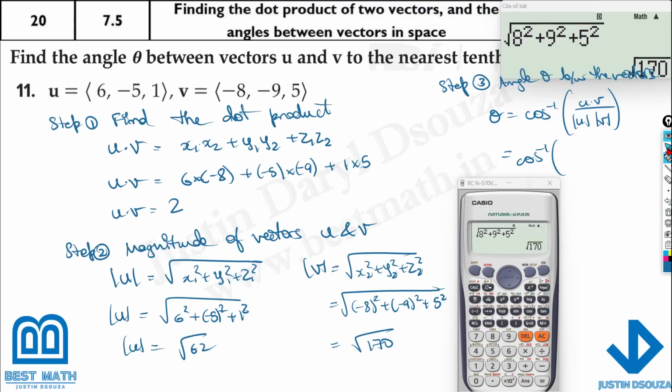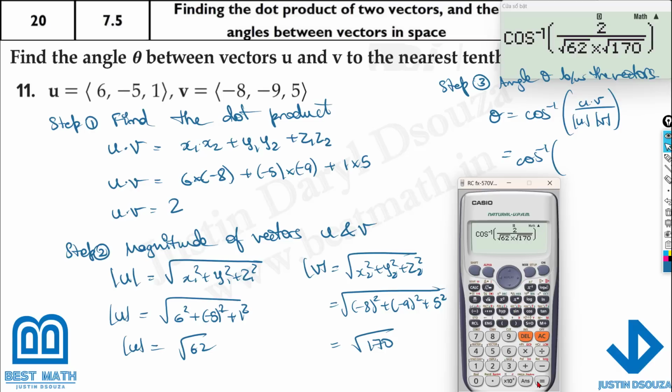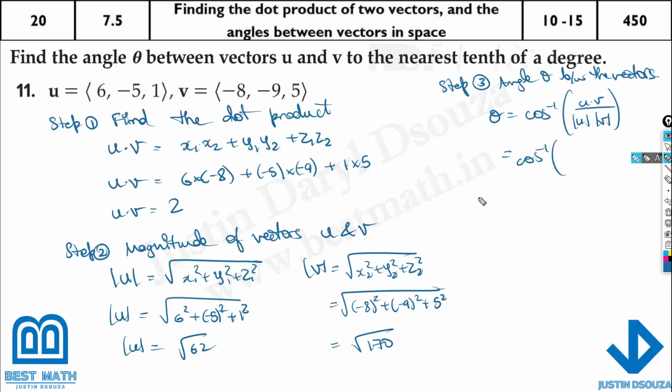Then put it all in the calculator over here. For cos inverse, dot product is 2 divided by square root 62. Go next and then put the multiplication symbol, square root 170. Go next and another one next to come up over here. Close the bracket. The answer is 88.88. Here, 88.9 degrees because it's to the nearest tenth.